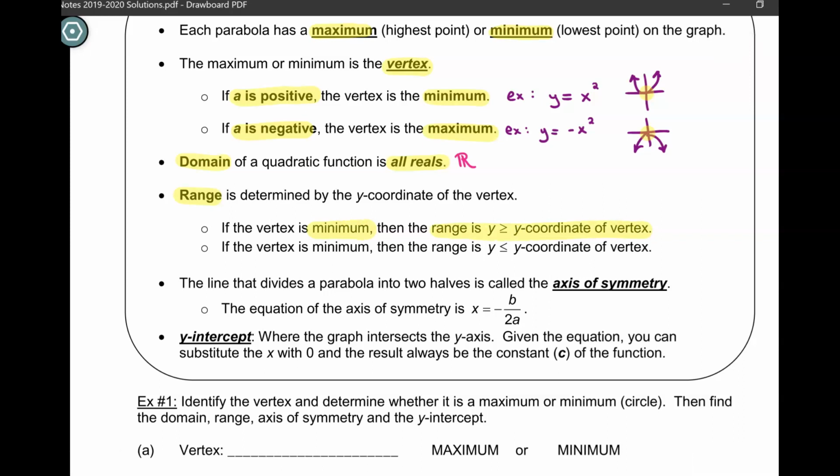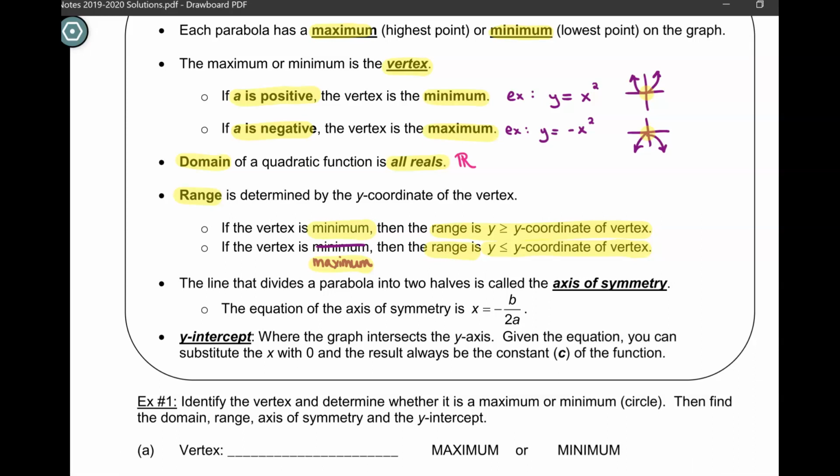Oh, that should say maximum. If the vertex is a maximum, then the range is going to be less than. I'm going to go over all this. This is a lot of detail to remember, so when we go through the example, I'm going to refer back to this box.